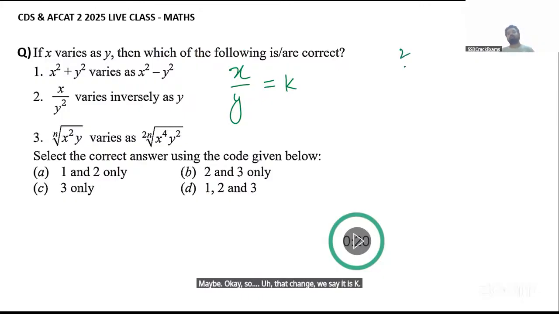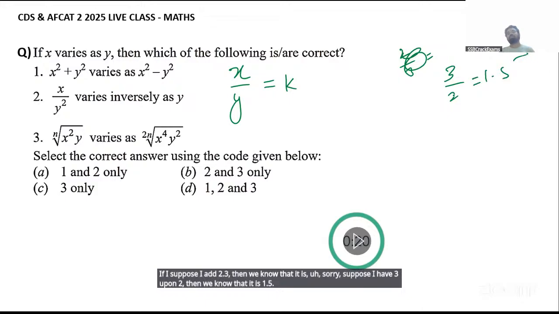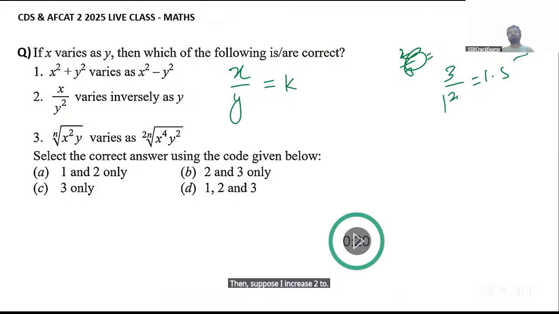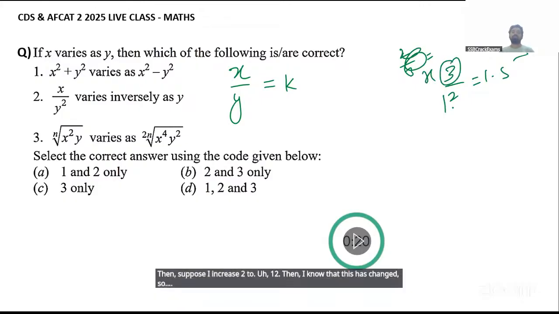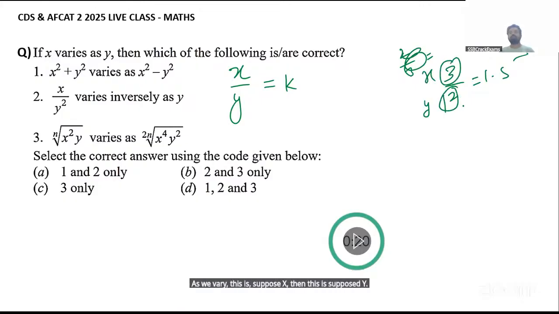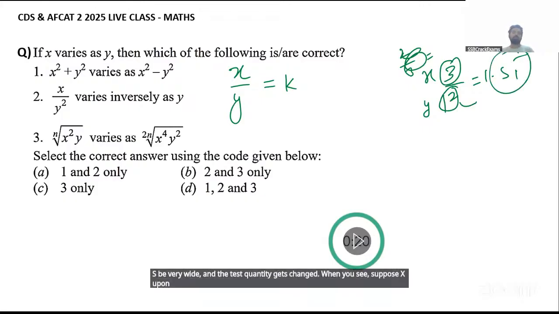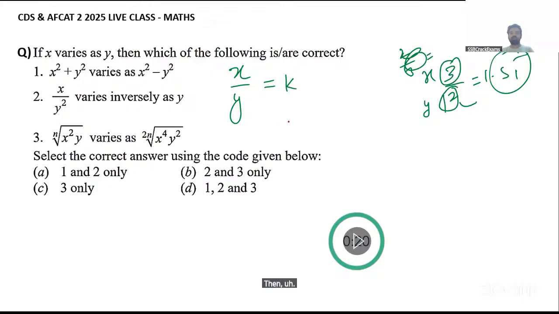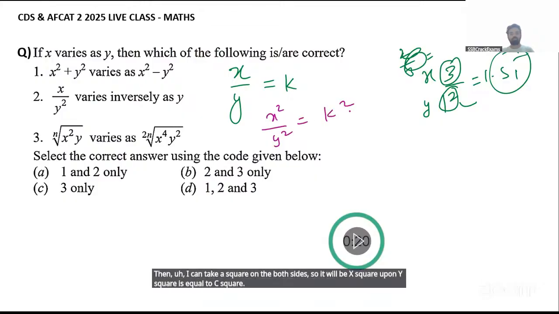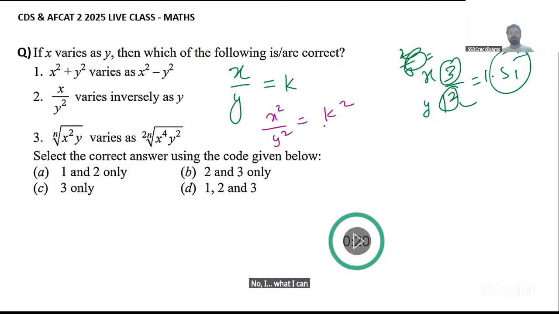Suppose I have 3 upon 2, then we know that it is 1.5. Then suppose I increase 2 to 12, then I know that this has changed. So as we vary, this is suppose x, then this is suppose y. As we vary y, this quantity gets changed. So initially, suppose x upon y is equal to some constant k. Then I can take a square on both sides, so it will be x square upon y square is equal to k square. Now what I can do is, it is k square upon 1.